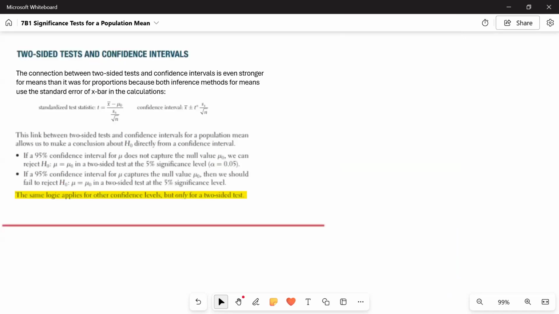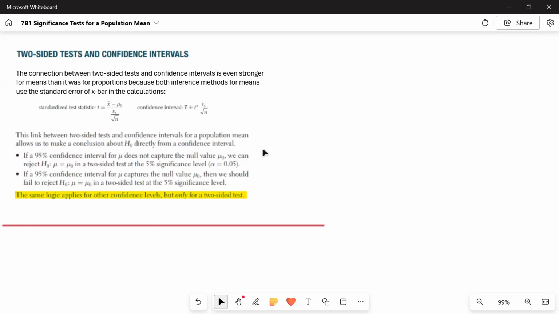So one quick piece of information before we wrap this video up is that the connection between two-sided tests and confidence intervals is even stronger for means than it was for proportions because both inference methods for means use the standard error of X bar in the calculation. So the standardized test statistic uses X bar here and the standard deviation of X bar, as well as constructing the confidence interval. So this allows us to make conclusions about the null hypothesis directly from a confidence interval.